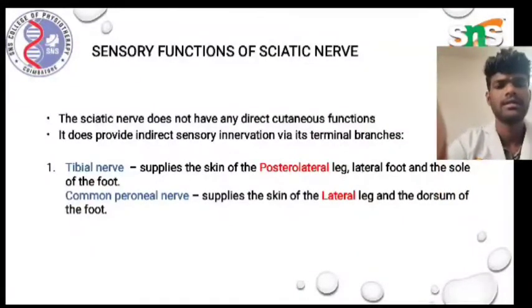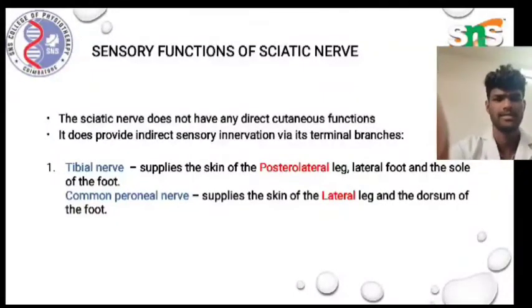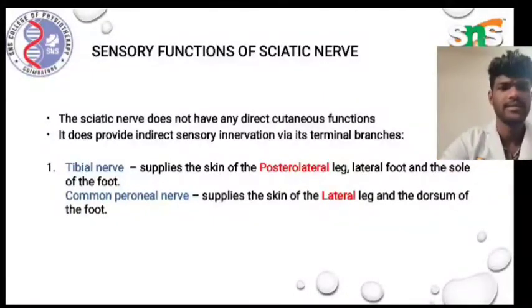Sensory function of sciatic nerve. Sciatic nerve does not have any direct cutaneous functions. It provides indirect sensory innervation via its terminal branches. Tibial nerve supplies the skin of the posterolateral leg, lateral foot and the sole of the foot. Common peroneal nerve supplies the skin of the lateral leg and the dorsum of the foot.